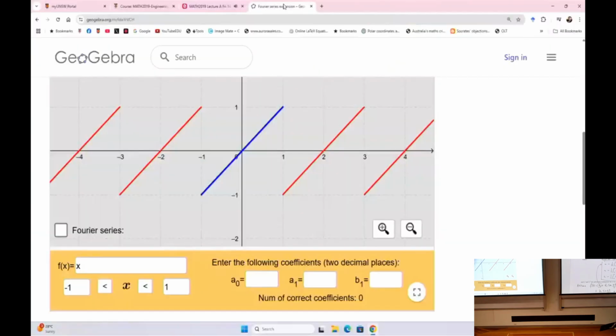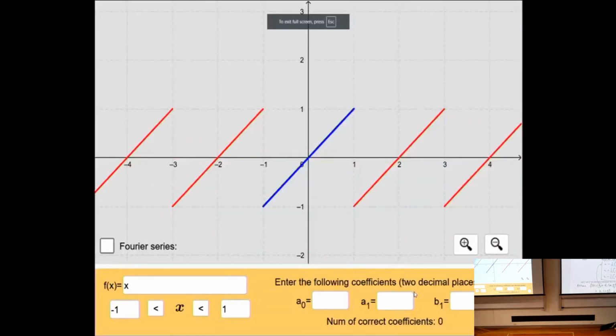But let's just remind ourselves, what can Fourier series do? Okay, so I showed this in the lecture on Wednesday. Here is a curve that is periodic, and it's an odd function between -1 and +1. You just spin it around, right? So what can Fourier series do?